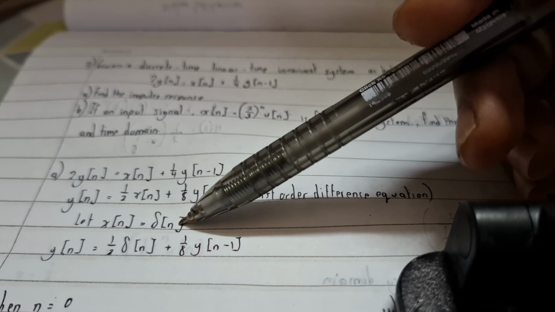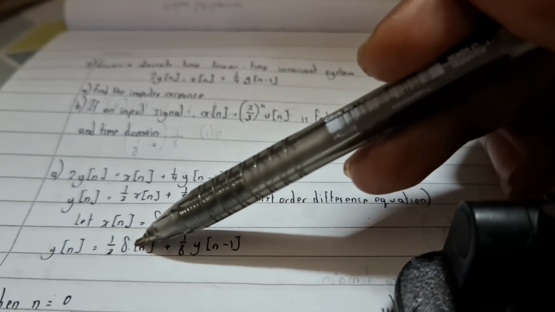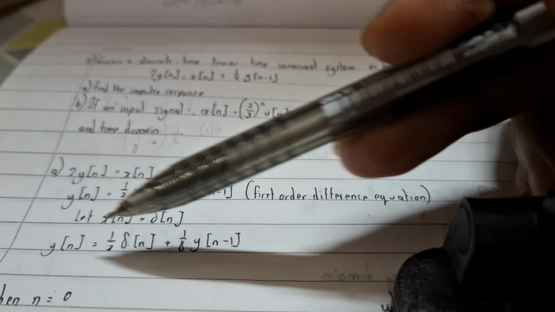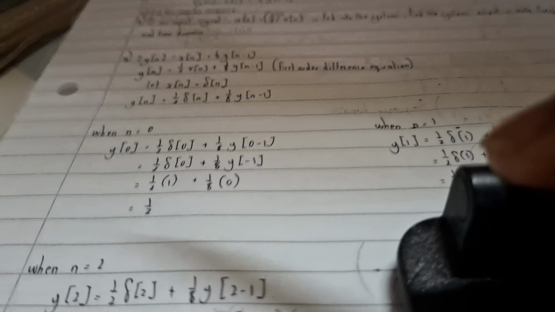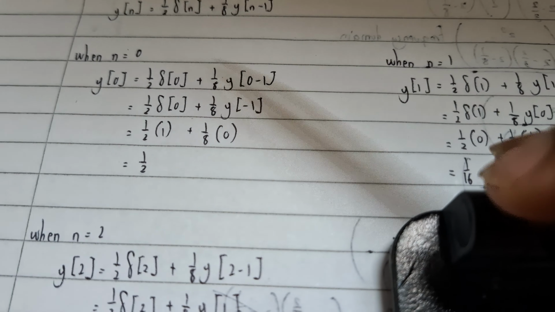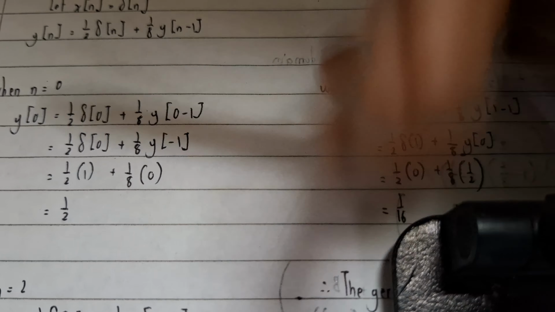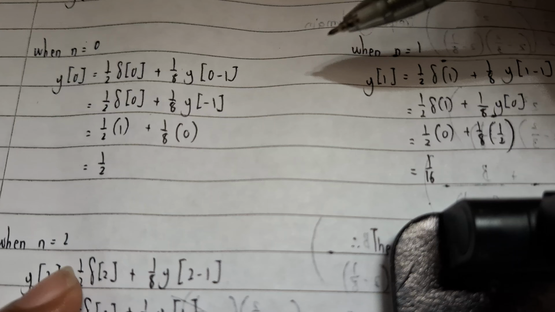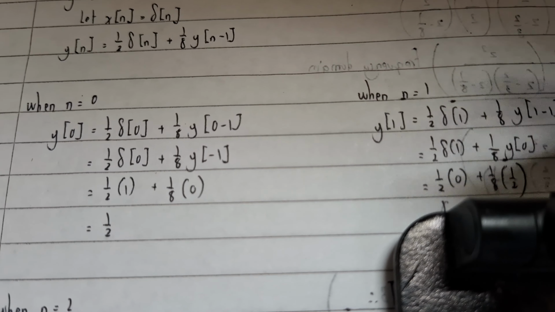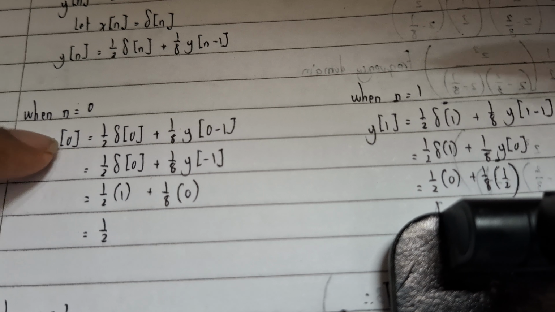Now let x[n] equal delta[n]. I'm going to switch x[n] to delta[n], so y[n] equals half delta[n] plus 1/8 y[n-1]. After we've done that, we're going to normalize this equation by substituting n equals 0, n equals 1, and n equals 2, whereby we can find the impulse response for y[n].